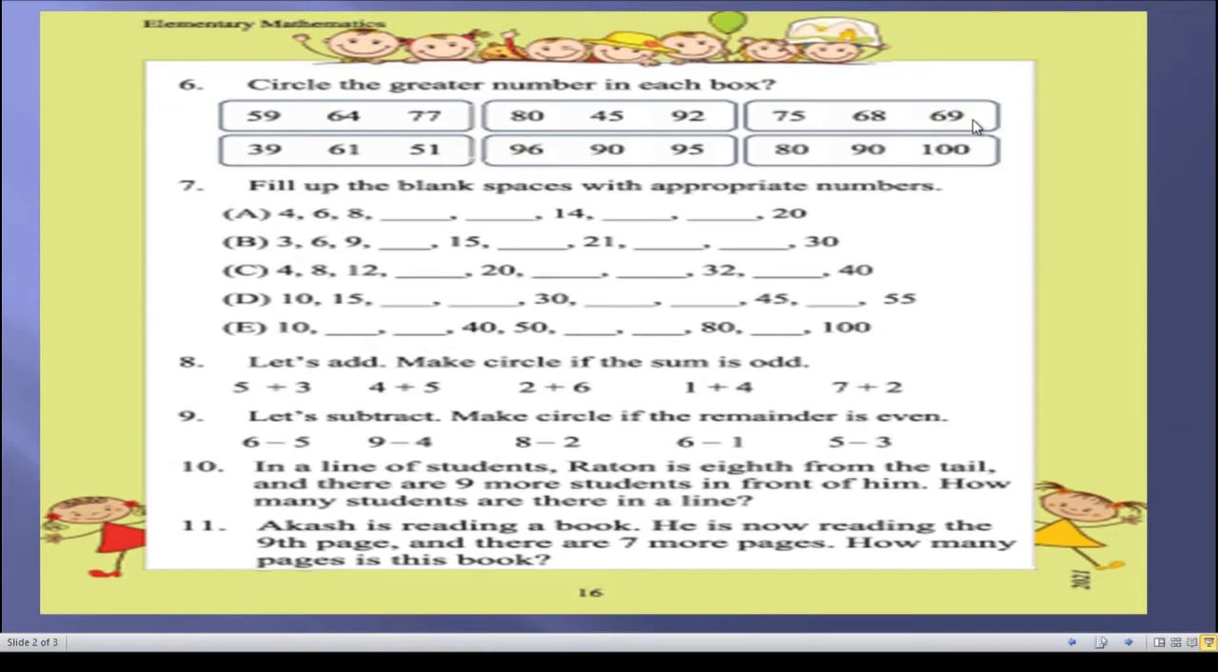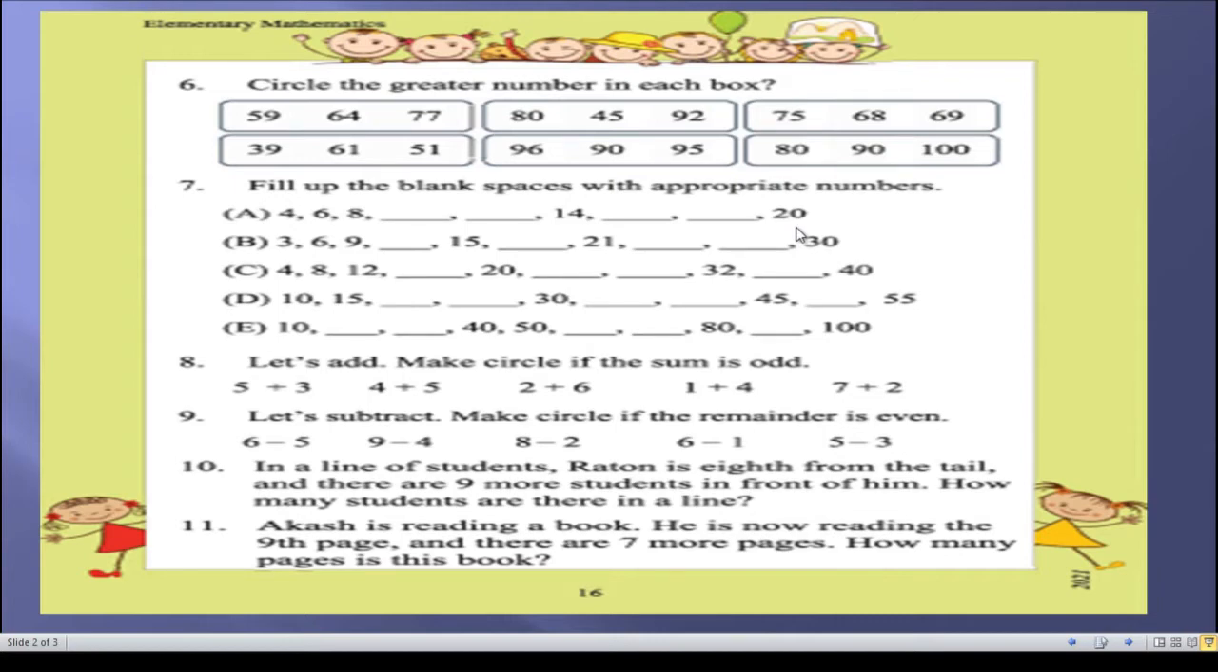Here the question is to fill up the blank spaces with appropriate numbers. It is an important question. In part A, the numbers are 4, 6, 8, and then there are 2 gaps. Again there is 14, and there are also 2 gaps, and at the end there is 20.